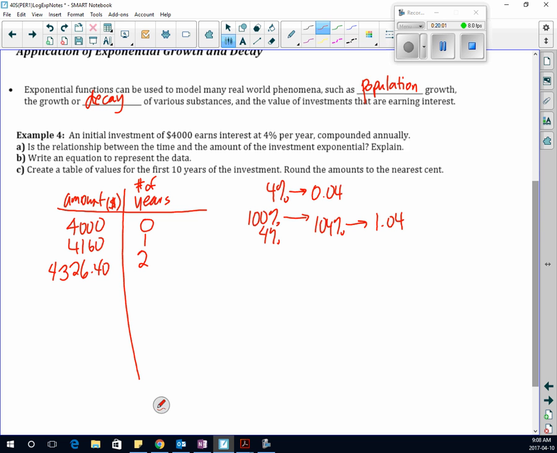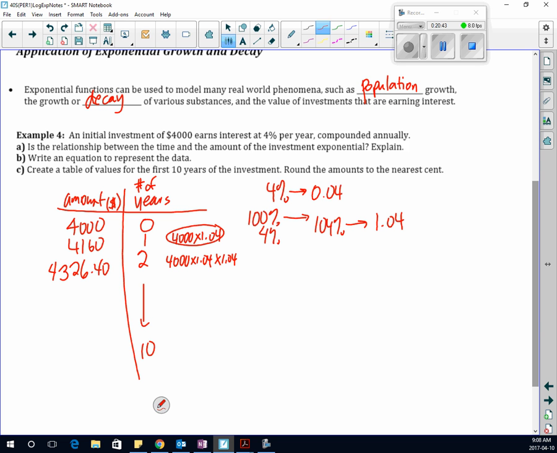Okay, so we could keep going, and I don't know if we really need to see what's going on here more. How could I figure out what it would be in 10 years without actually doing each year individually? So for instance, what was this first equation here? I went 4,000 times 1.04. I got that answer, and then what did I do again? I times it by 1.04. Does everybody see what's happening?